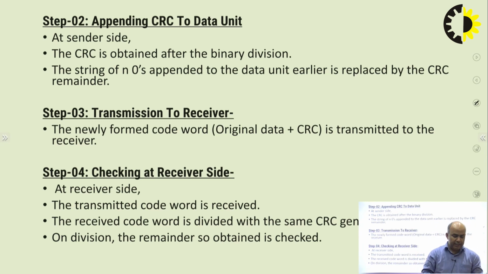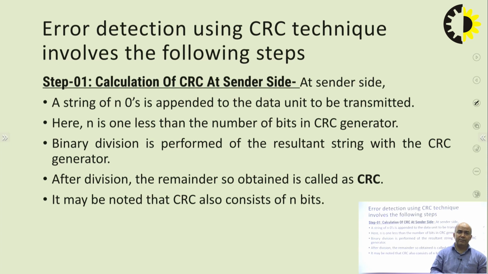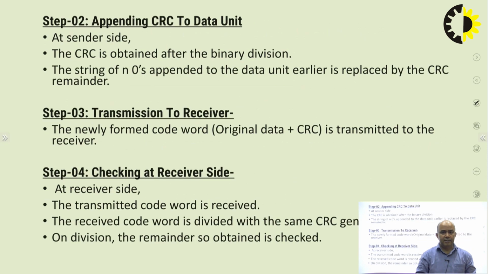So, generally this CRC happens in four steps. In the first step, we calculate the CRC; the CRC generation is done at the sender end. Once we identify the CRC generator, we append zeros to the original data and divide it. Once we have a remainder, that remainder replaces the number of zeros that we appended initially at step 2.